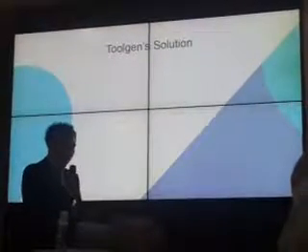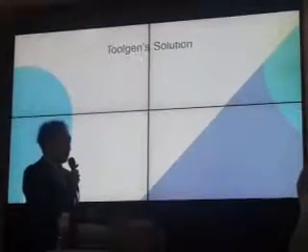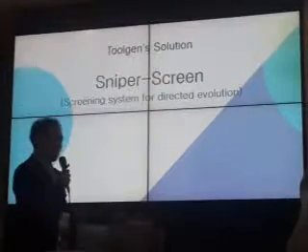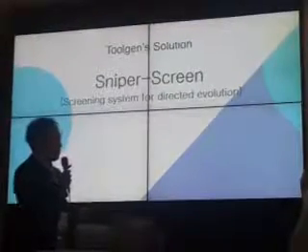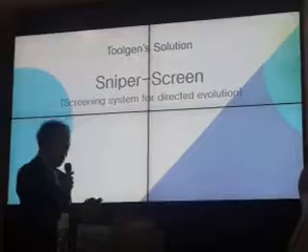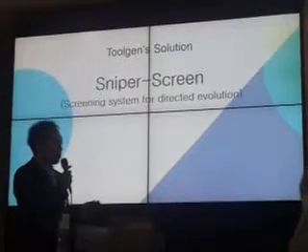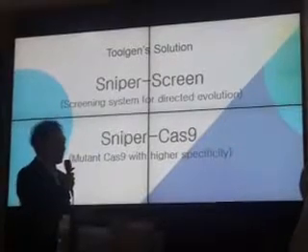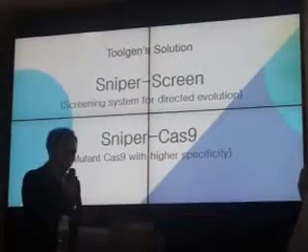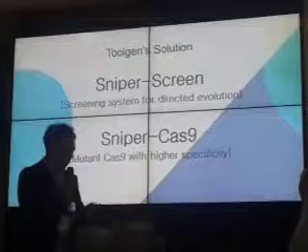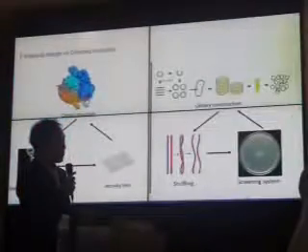So today I'm going to talk about two topics. The first one is called Sniper Screen. This is the screening method that we developed to increase the specificity of Cas9 using a directed evolution approach. The second is Sniper Cas9, which is the mutant Cas9 we obtained from such screening.